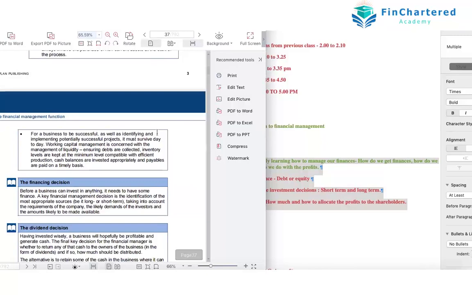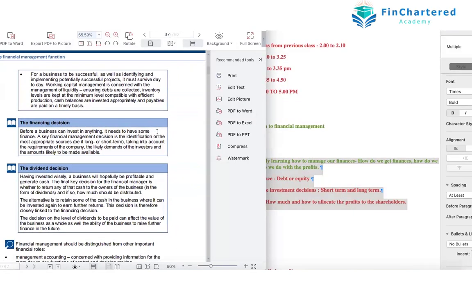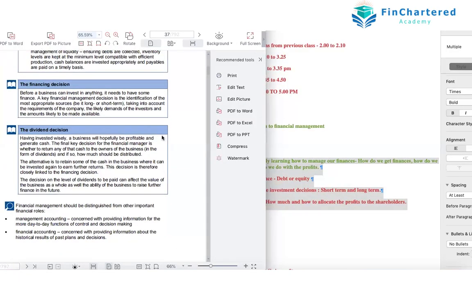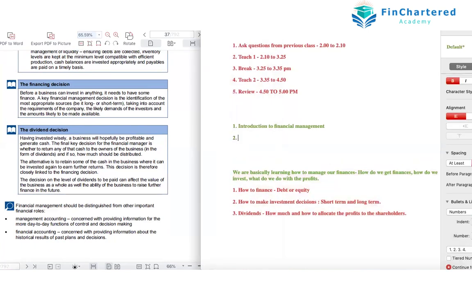What we're going to look at is, again, financing decisions and dividend decisions in a lot more detail. But here we're going to look at management accounting and financial accounting. And I'm basically briefing you on what is MA.